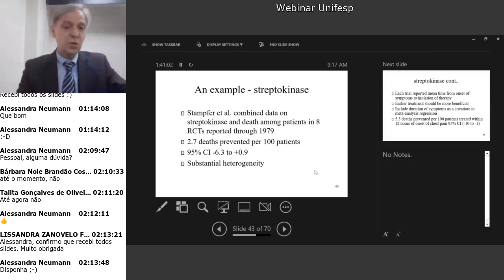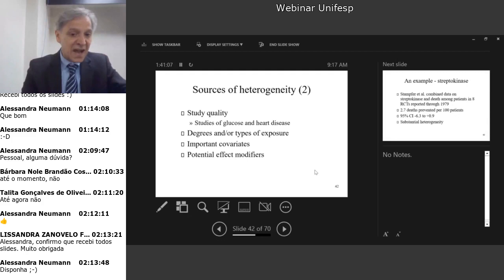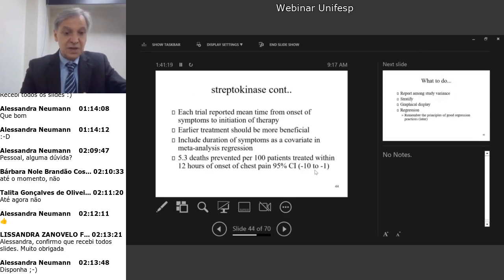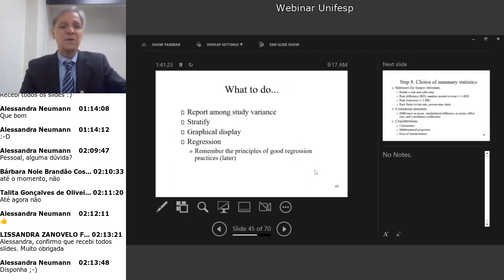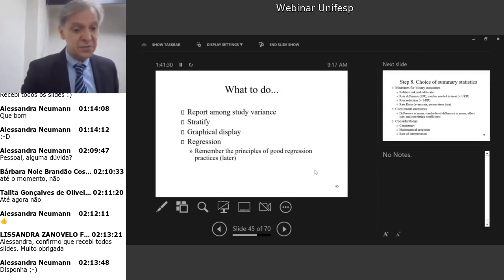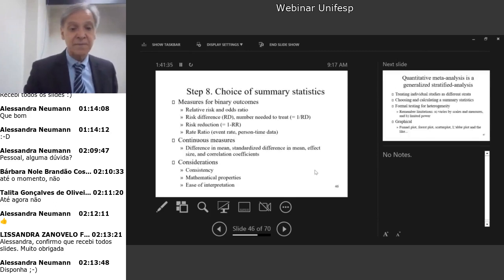But just controlling for this possible issue of quality of designs, there was an inherent bias. Not the study itself, but each one did, because they're looking at the time from symptom to initiation of therapy. So once I add that variable, it controls for everything. That's a very powerful way to show that. What to do? Report among-study variance. Always report that. Stratify your analysis if possible. Graphical display. Regression. Remember the principles of good regression practice later.